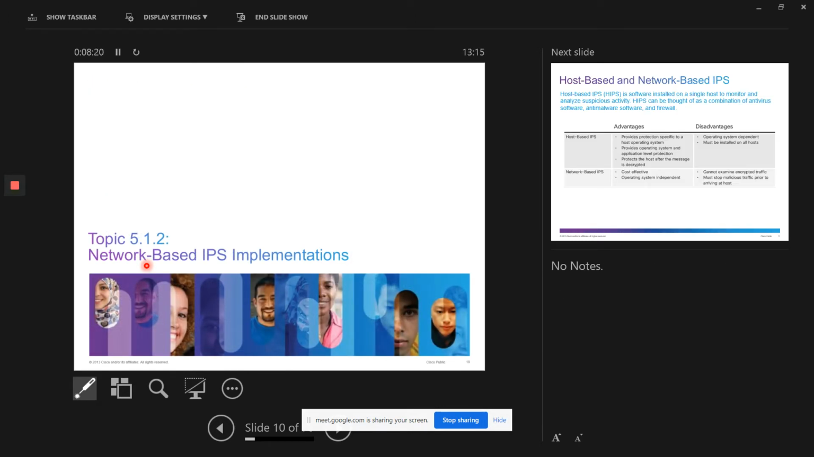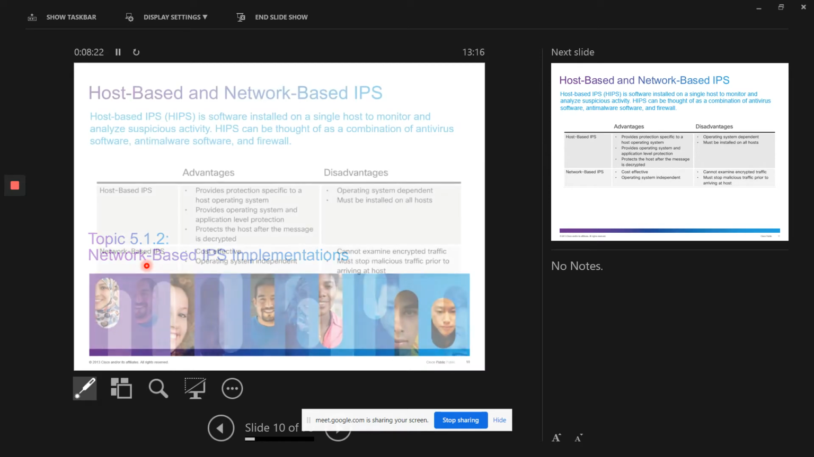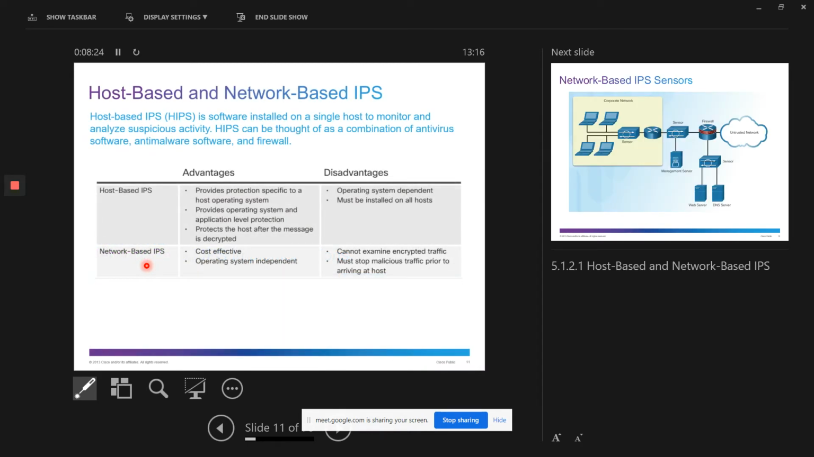Now let's look at network-based IPS implementations, how we implement this. There are two types of implementation. One is called host-based IPS, and another is called network-based IPS. In a host-based IPS, software is installed on a single host, on each individual computer, to monitor and analyze any suspicious activities. These host-based systems can be thought of as a combination of antivirus, anti-malware software, and firewalls.